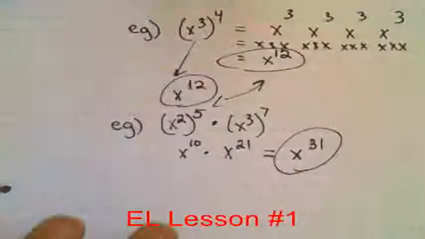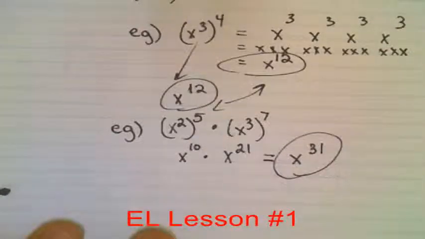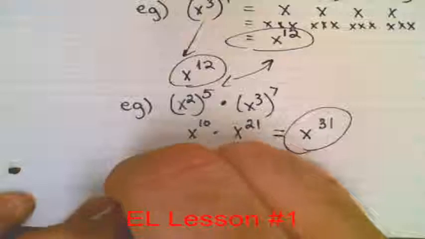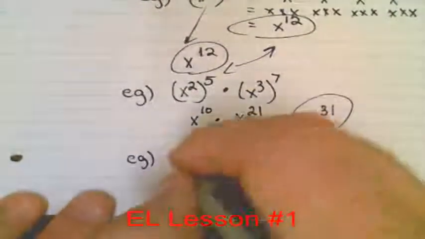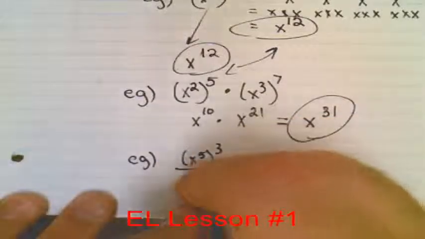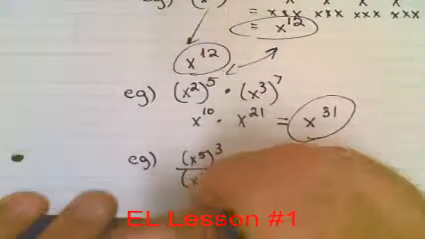Now I've just got the product of exponents. This was law number 1 from before. So law number 1: keep the base the same, add the exponents. 10 plus 21 is 31. Okay? You could write it out as a series of x's and go from there. It's just a lot of writing out.